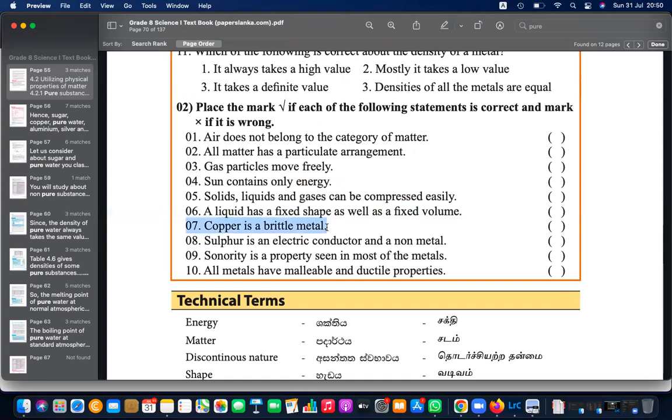Copper is a brittle metal. Is it brittle? No, it's not. Then, sulfur is an electrical conductor and a non-metal. Wrong. Sonority is a property seen in most metals. Correct. What is sonority? Yes, sonority. Lasting sound. It's a lasting sound that will be there.